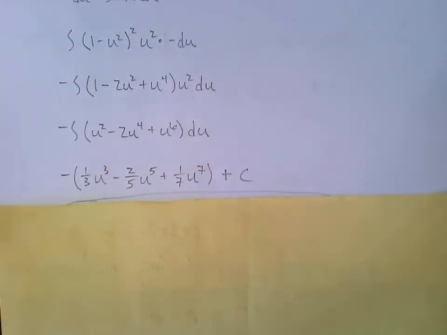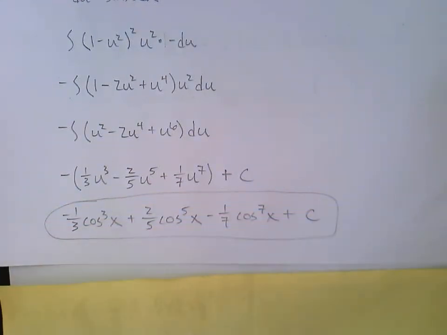Of course, we need to go back and replace the u with cosine x. So we can get to our final answer right here: negative 1/3 cosine to the third x plus 2/5 cosine to the fifth x minus 1/7 cosine to the seventh x plus c. And there is your indefinite integral.